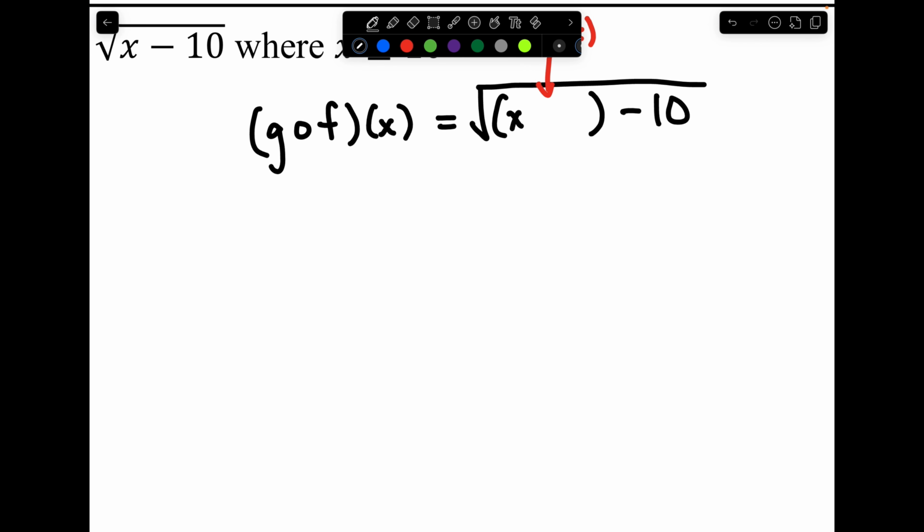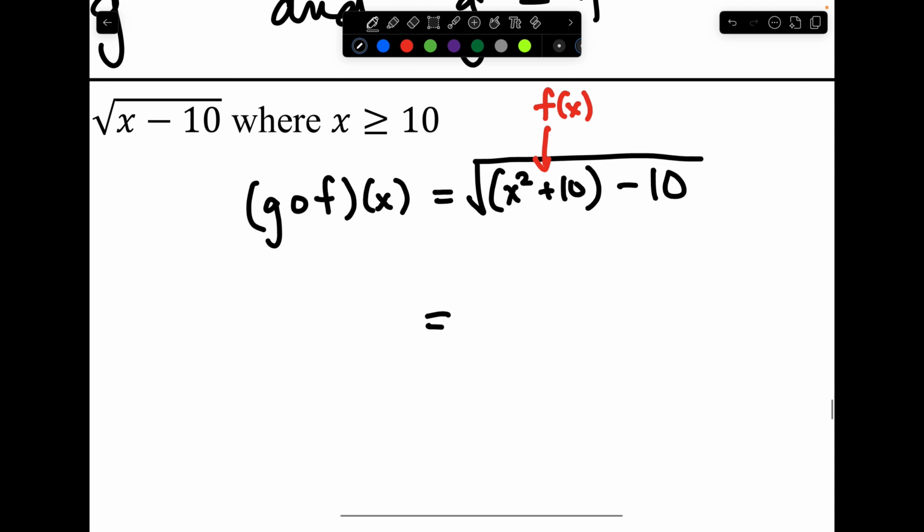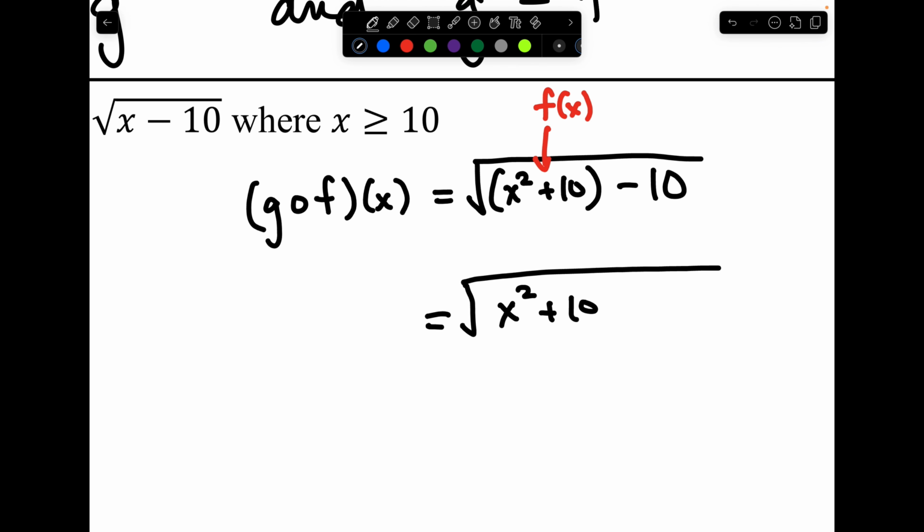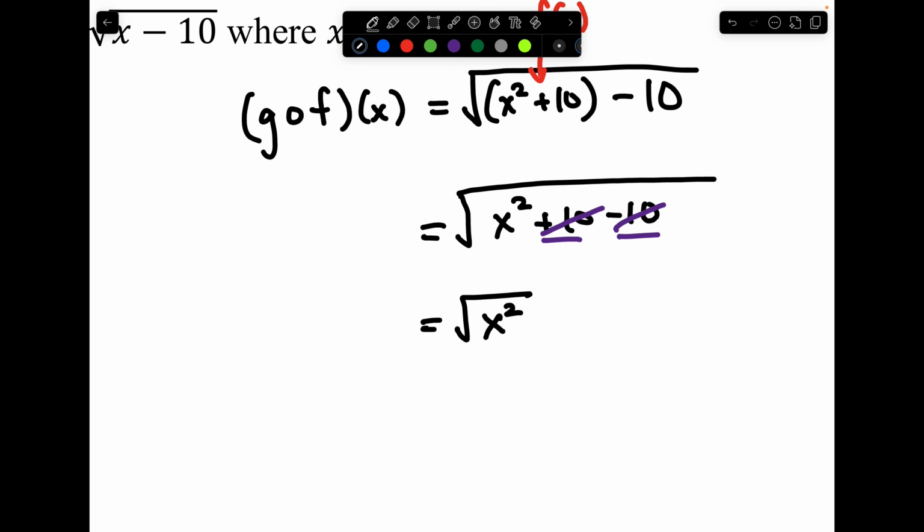So we're going to write x squared plus 10. Since everything is inside the square root, we can get rid of the parentheses. So x squared plus 10 minus 10. These two terms are opposites of each other. So positive 10 minus 10, that's going to become 0. And just like last time, the square root and square are inverses. They also cancel each other out. So g of f of x equals yet again the value of x.